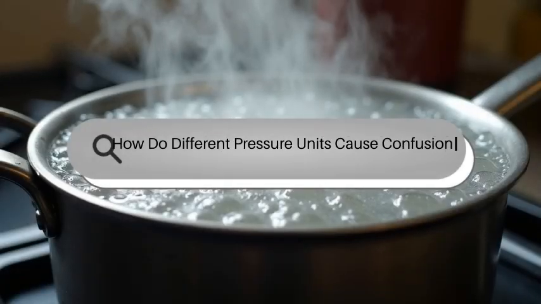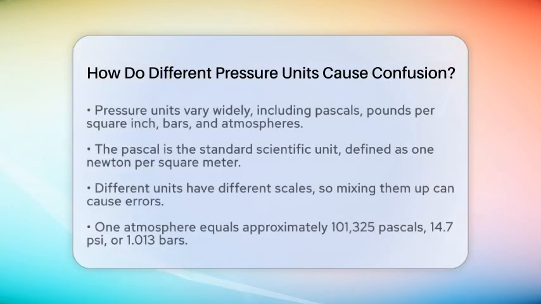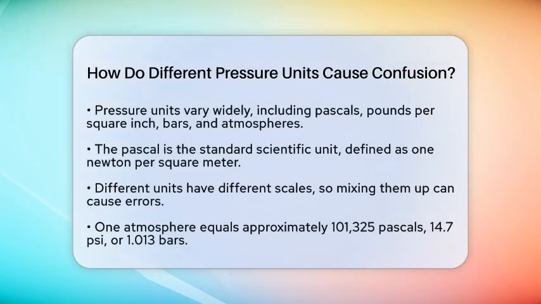How do different pressure units cause confusion? Imagine trying to compare two different ways of measuring the same thing and ending up with two completely different numbers. That's what happens with pressure units in thermodynamics. Pressure is all about force applied over an area, but the way we measure that force can vary a lot.